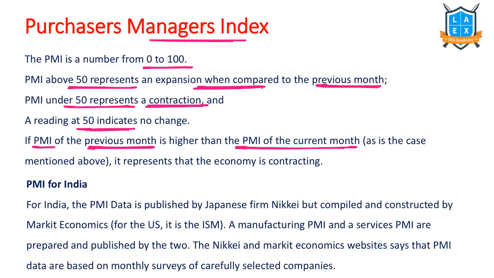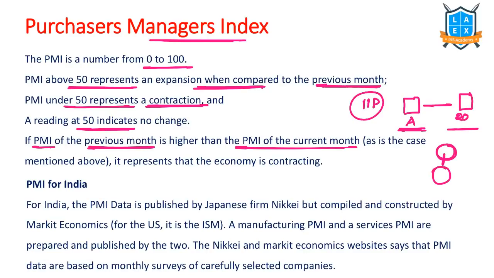That's the difference. See, while calculating IIP, we use the month of last year, that is August 2019 and August 2020, and then we compare. But in Purchasers Managers Index, we use the last month of this year, that is August 2020 and September 2020, then we give the ranking. That way, Purchasers Managers Index and IIP are different.